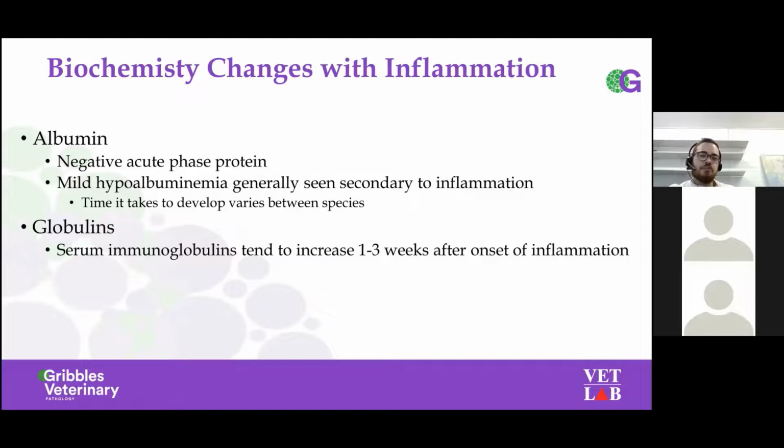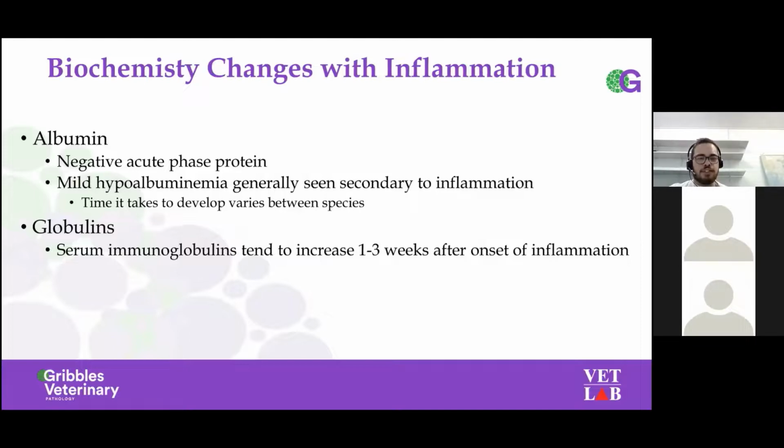The half-life of albumin does vary a bit between species. So for example, in dogs, it's around a week, and in horses, it's around 3 weeks. So because the half-life of albumin in horses is longer, a hypoalbuminemia secondary to inflammation is going to take longer to develop in a horse compared to a dog. But in all species, it's pretty much going to take at least a few days. So even though we call it an acute phase protein response, it takes a few days to develop.